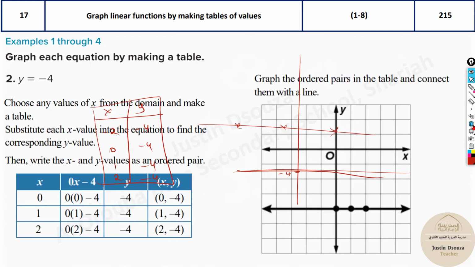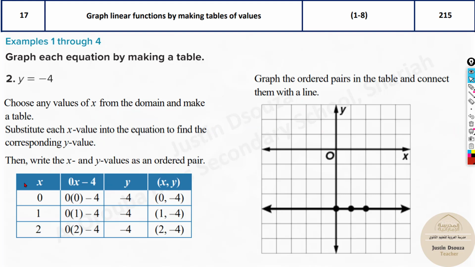So you can see this is the answer. It doesn't matter what x value you choose. You cannot substitute over here because x is 0, so it's 0x. Ignore that. Just write y is minus 4. You don't need to do all this detailed table. Just x and y is more than enough. These are the ordered pairs. If you want, you can do it. With only x and y, you can easily plot it.